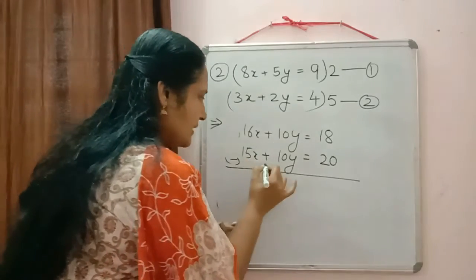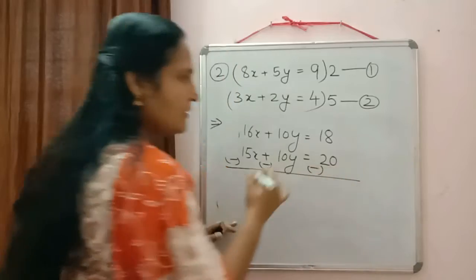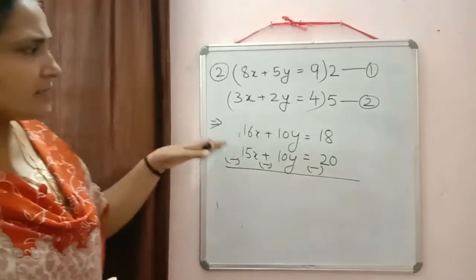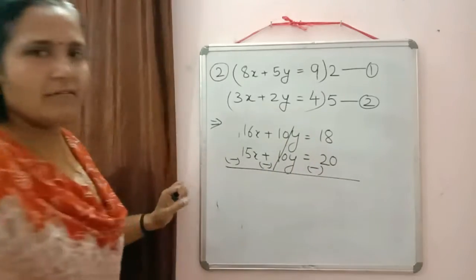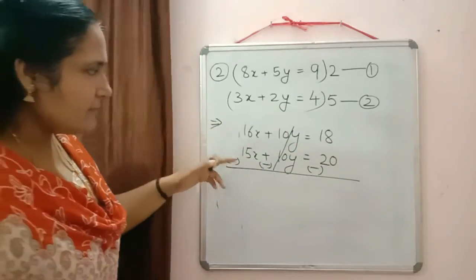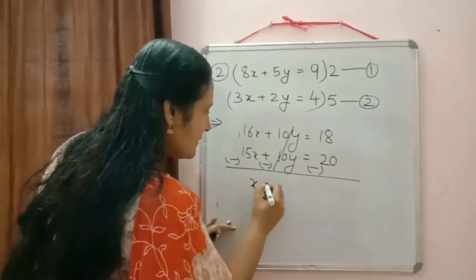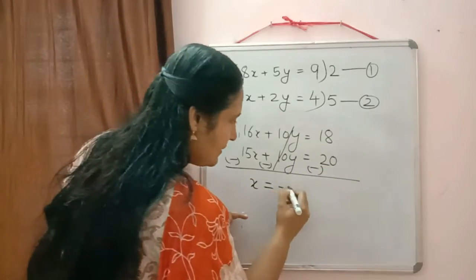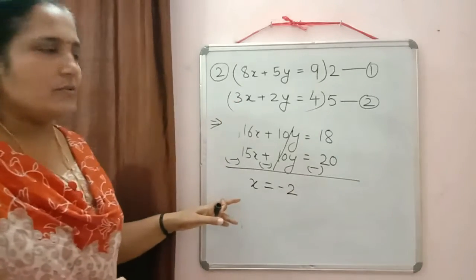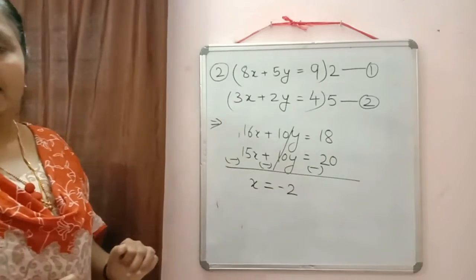So when we are doing the subtraction, sign will change. You don't have to write there. Just to show in this way only. Then here 10y and minus 10y will get cancelled. 16 minus 15x will be equal to x is equal to 18 minus 20. So that will be equal to minus 2. So we got the value of x as minus 2.